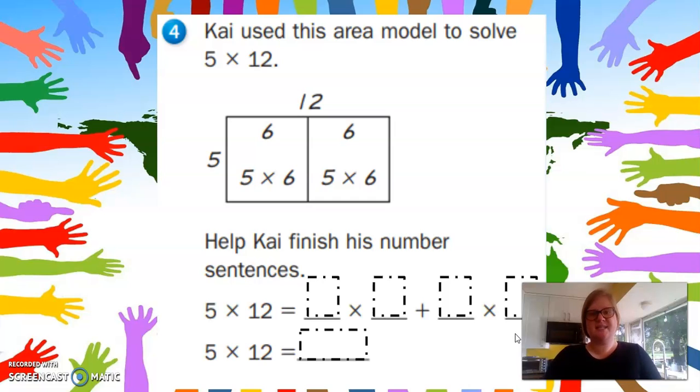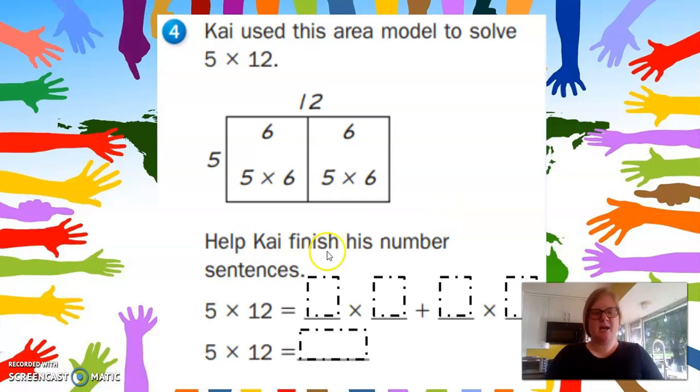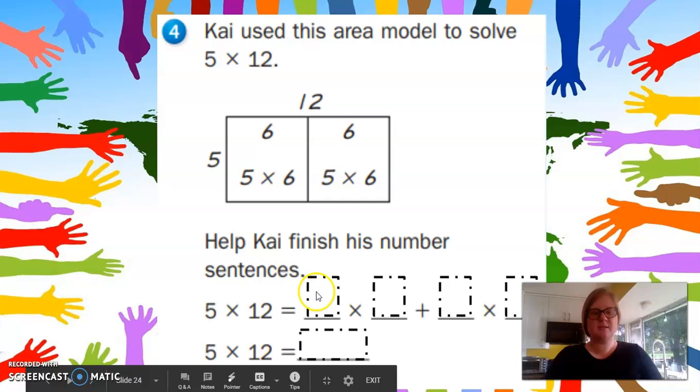Kai used this area model to solve 5 times 12. He broke up 12 into 6 and 6. He did 5 times 6 and 5 times 6. Help Kai finish his number sentence. 5 times 12 equals blank times blank plus blank times blank. So 5 times 12 equals what?